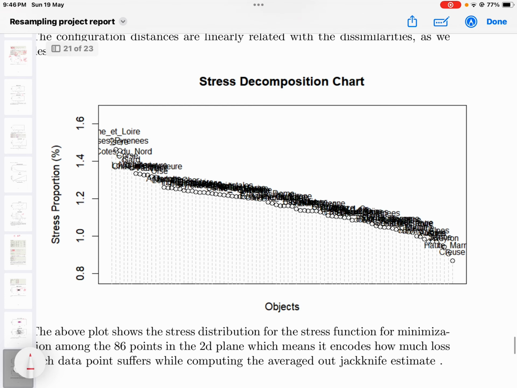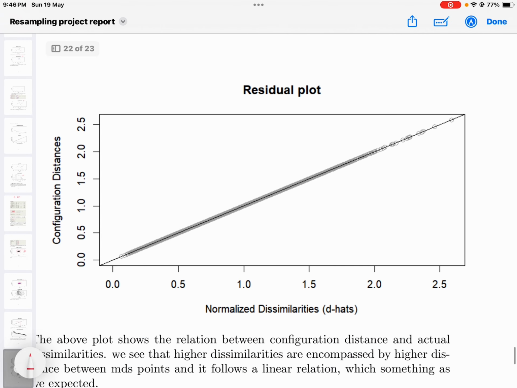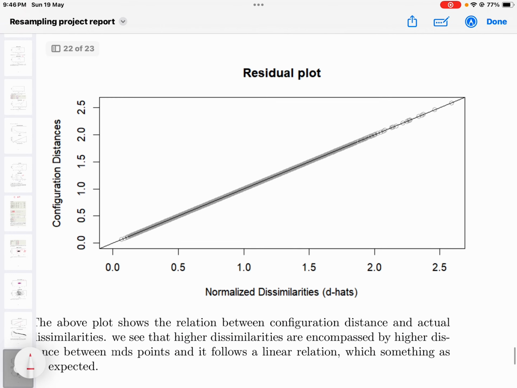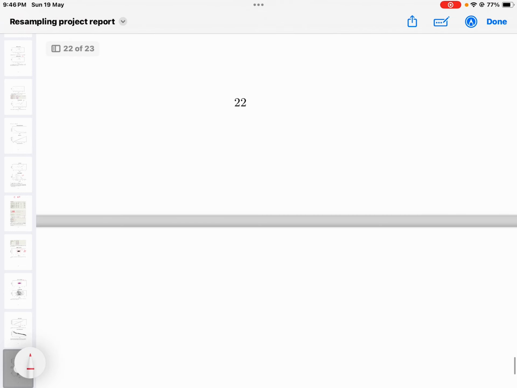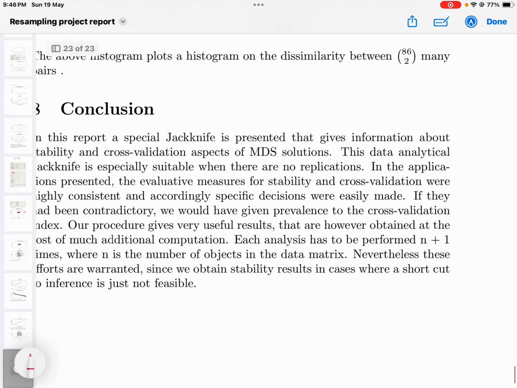This is the distribution of the stress function across all the points, and this is the residual plot. These are the normalized dissimilarities, and these are the configuration distances in the actual configuration plot. These are the bubble plots, and these are the histograms as well.